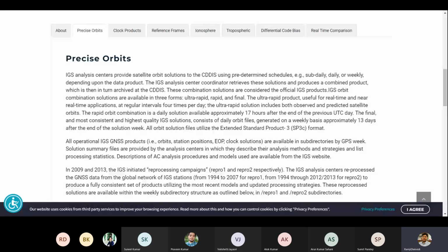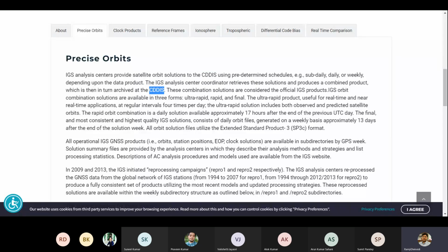I'm just reading one line which summarizes this precise orbit: IGS analysis centers provide satellite orbit solutions to CDDIS. This is one archive center for hosting the data using a predetermined schedule, that is sub daily, daily, or weekly, depending upon the product. The IGS analysis center coordinator retrieves these solutions and produces a combined product, which is in turn archived at the CDDIS. So CDDIS is a library where you can get this data. These combination solutions are considered the official IGS products.